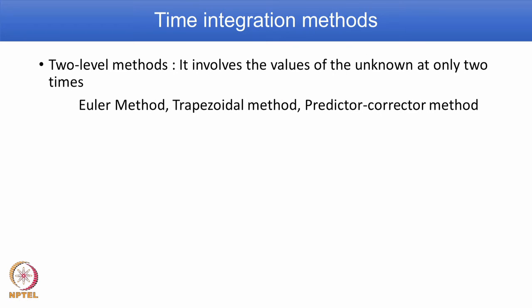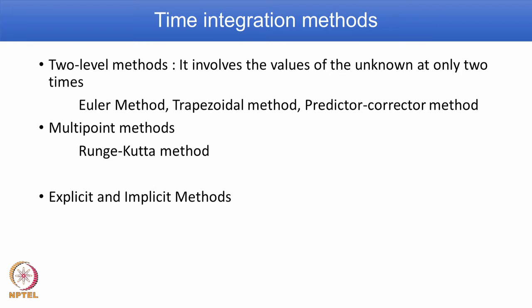So, there are many methods available. First, we will see two level methods. Two level corresponds to involving values of the unknown at two time levels. Under two level methods, we have the Euler method, trapezoidal method, predictor corrector method. Then there are multi-point methods. Basically, with two level methods, you can have a maximum of second order accuracy. If you want higher order accuracy for the time derivative integration also, we have to have some other procedure, and that is multi-point methods. One of the things that we are already familiar with is the Runge-Kutta method.